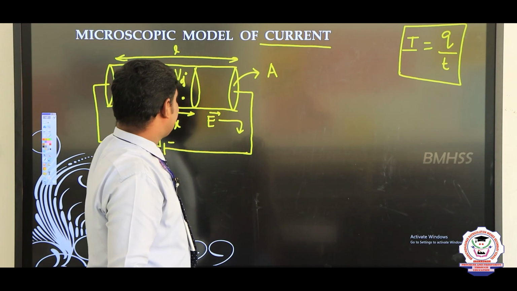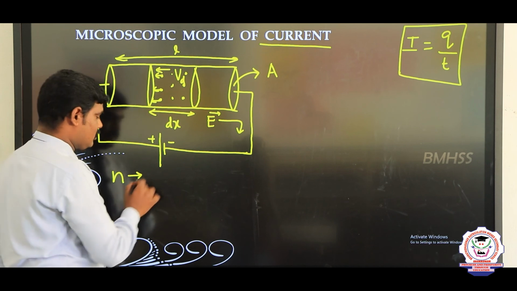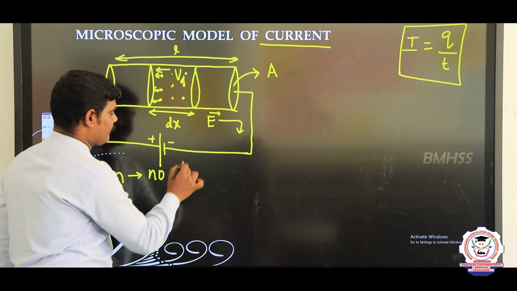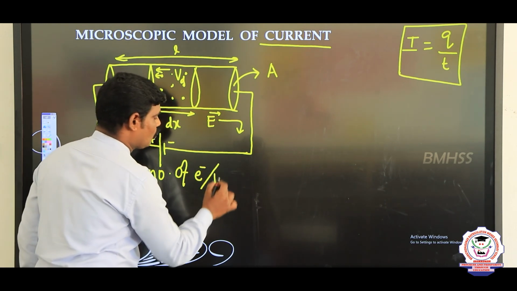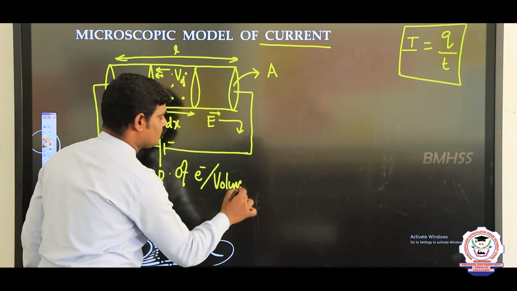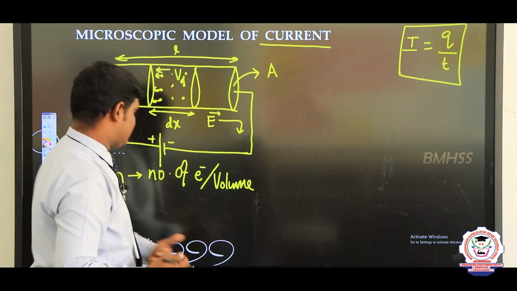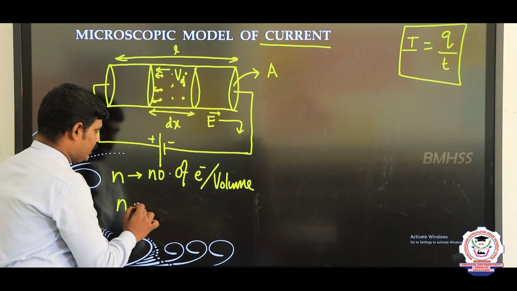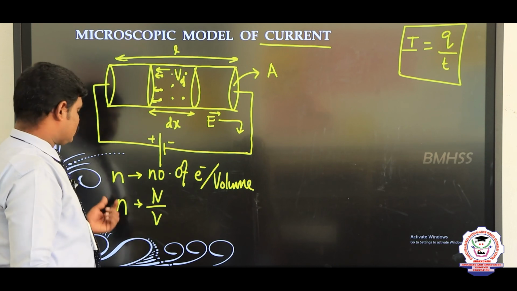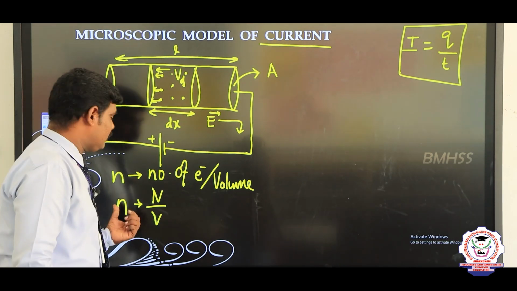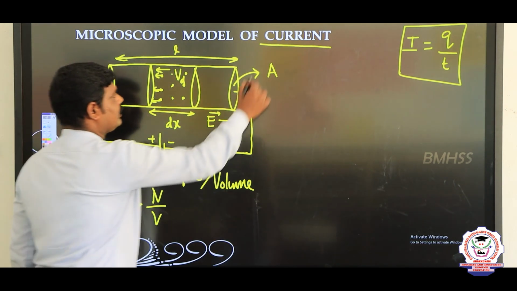Here n is the number of electrons per unit volume. So this n we can say is the number density. Small n is equal to the total number divided by volume. So small n is nothing but the number density, or the number of electrons per unit volume.